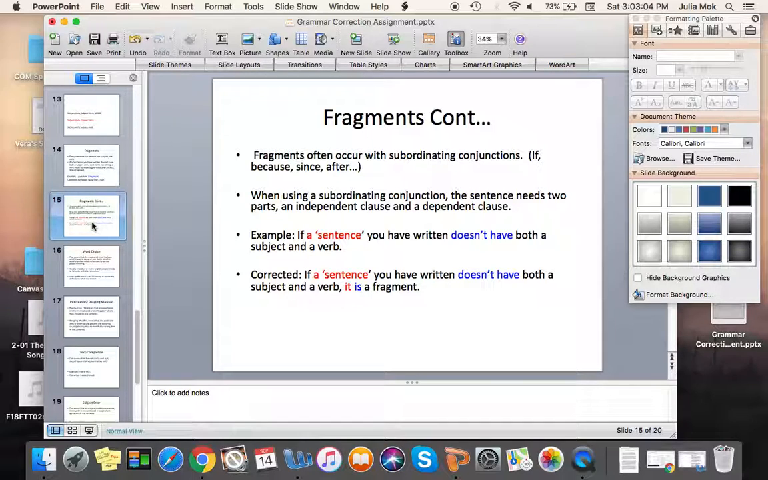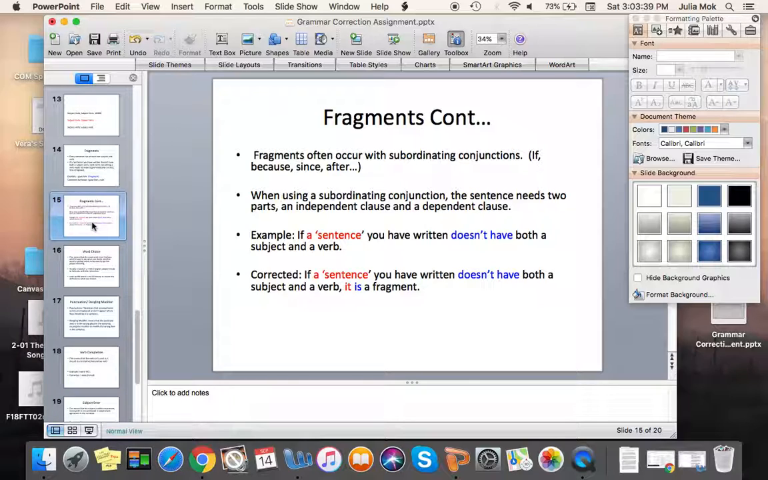Oftentimes, fragments occur because of subordinating conjunctions. And if you forget what those are, they are words like if, because, since, after, before, until. If you want, you can look up on Google a list of subordinating conjunctions and you will have all the subordinating conjunctions in English right away. So if you're not really sure what one is, you can look it up on Google and find out.